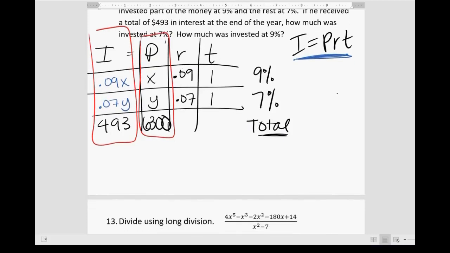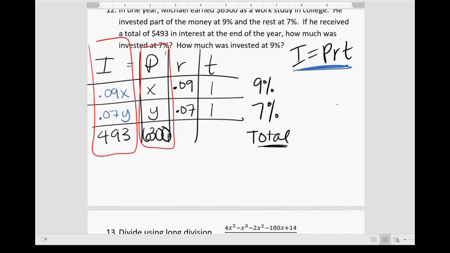Alright, so the first one will be 0.09x plus, because the total, 0.07y equals 493. And then for the other column, I have x plus y equals 6,300. So now you have your system here to solve.